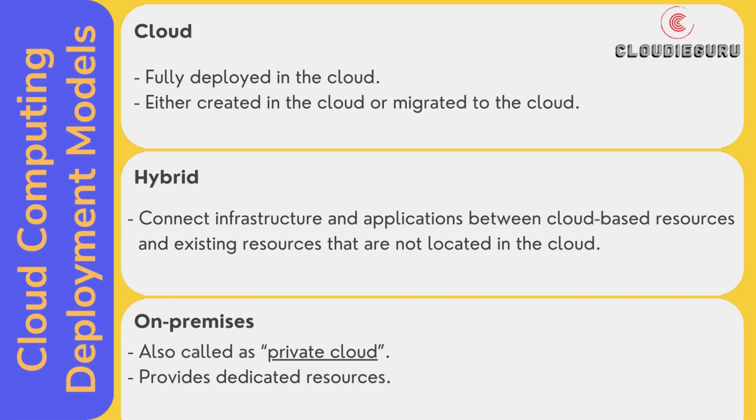Second is hybrid. It is a way to connect infrastructure and applications between cloud-based resources and existing resources that are not located in the cloud. It extends and grows an organization's infrastructure into the cloud while connecting cloud resources into internal system. And the last one is on-premises. It is also called as private cloud. It does not provide many of the benefits of cloud computing, but has ability to provide dedicated resources.